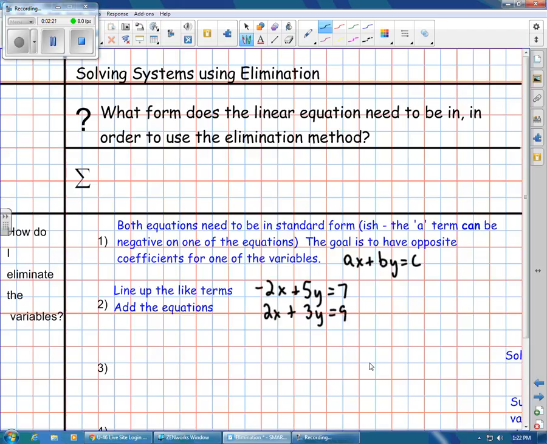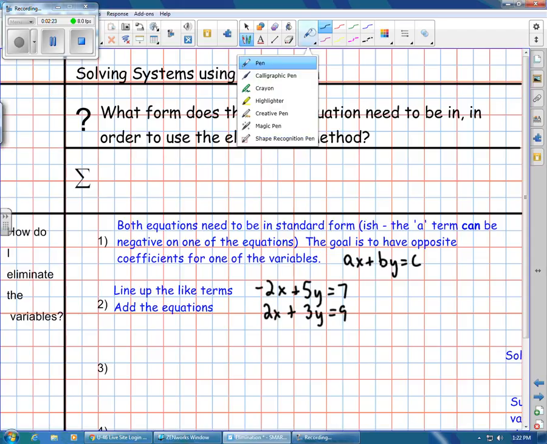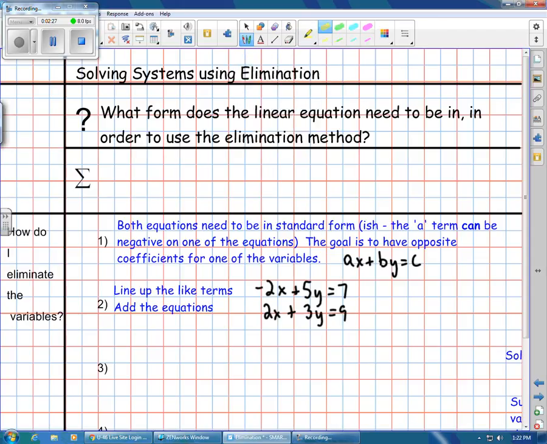I have like terms. I'm going to get a highlighter real quick. I've got positive 2x and I've got negative 2x, and those are like terms. And then I've got 5y and 3y. Those are like terms. And then I've got my c terms, 7 and 9. Those are like terms. So I've lined them up to where my x term is on top of my x term, my y term is on top of my y term, and my c term is on top of my c term.